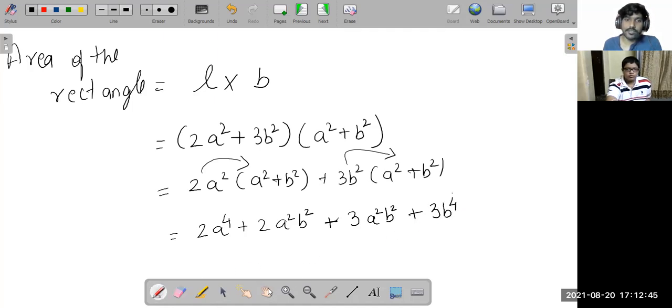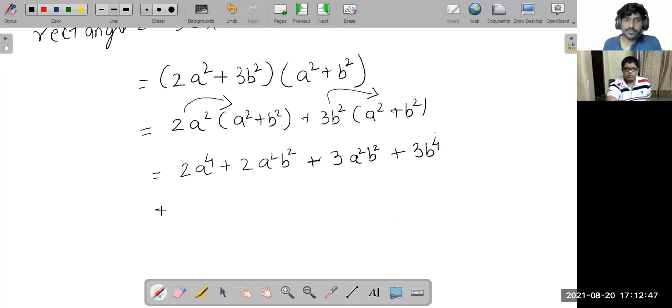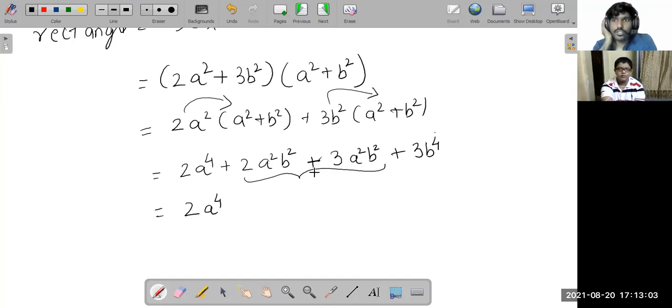Can you see any like terms here? 2a raised to 4, can you see these two are like terms? Yes or no? We don't take the coefficient into account. Coefficients are not to be seen. You see only the variable and the power of that variable. Then it is a like term. So are these two like terms? Yes or no? Yes, sir. Add them.